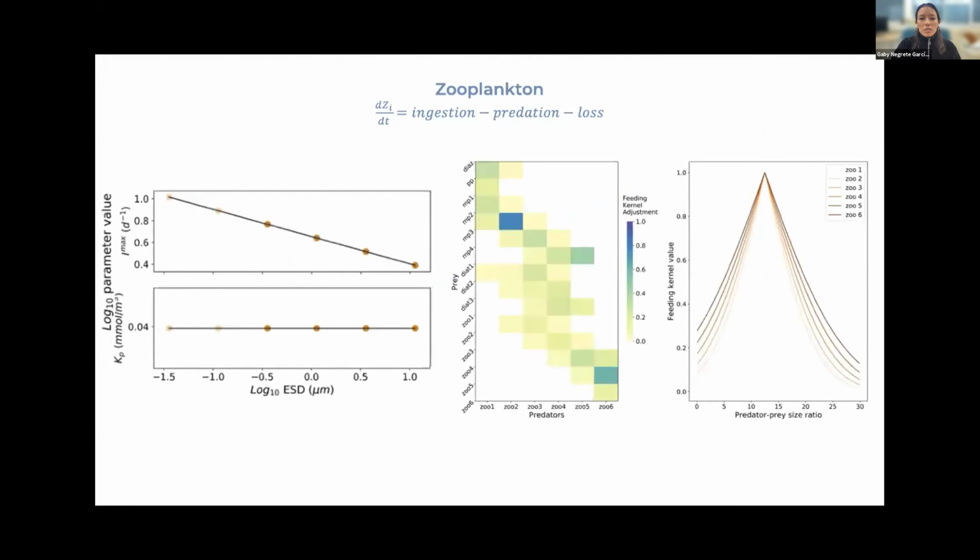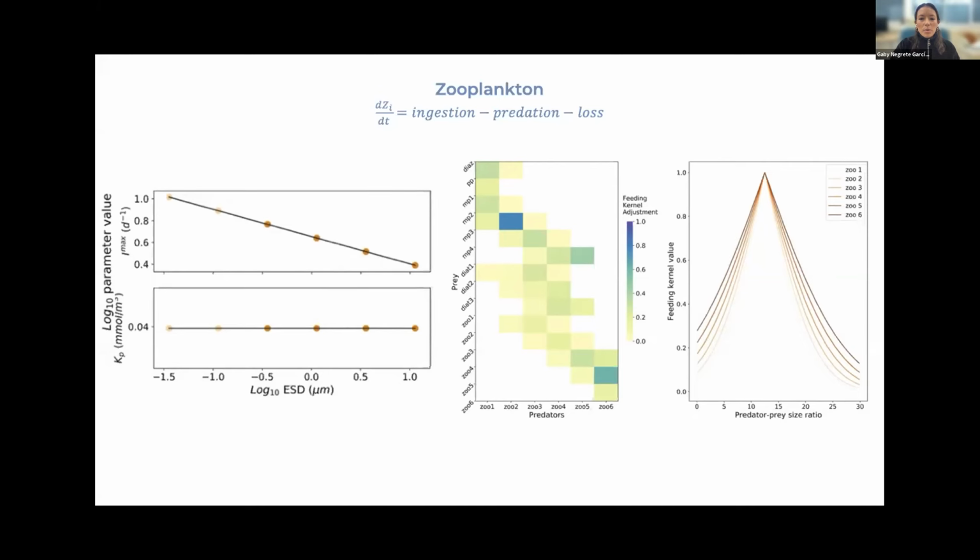For zooplankton, ingestion rates are calculated as a function of prey carbon concentrations using the Holling type 2 function, which depends on the maximum ingestion rate and half saturation coefficient, where the maximum ingestion rates decrease with increasing body mass, indicating a slowdown in the metabolism. And the half saturation coefficient is independent of body size and regulates ingestion efficiency at low biomass.